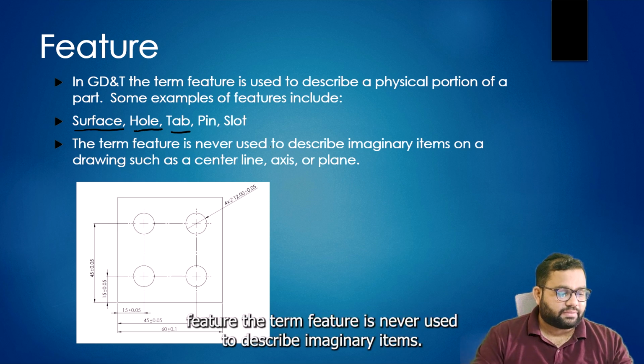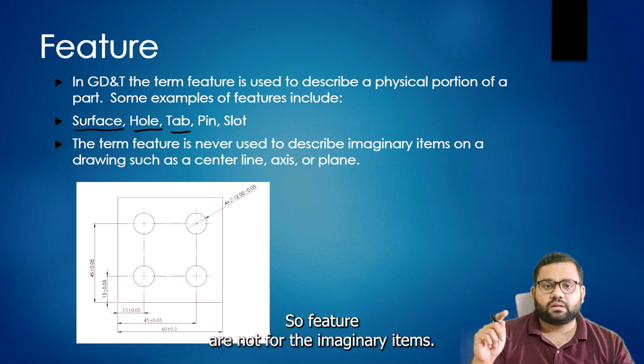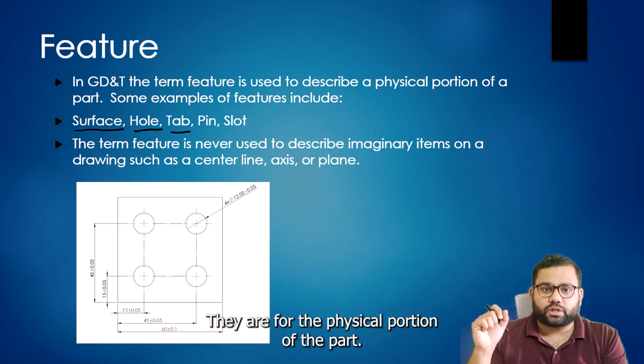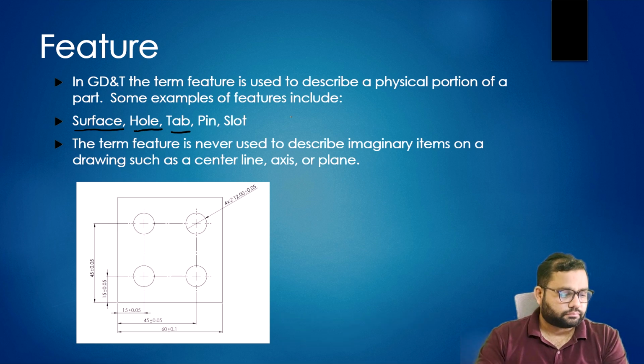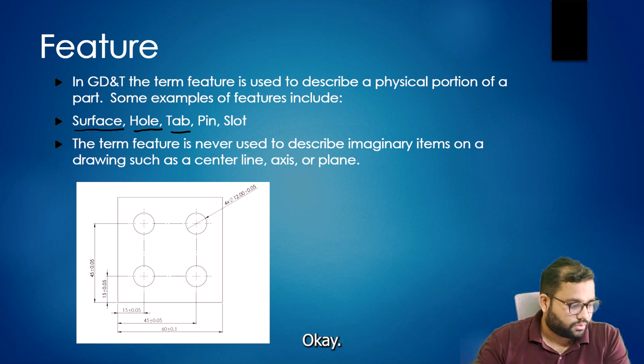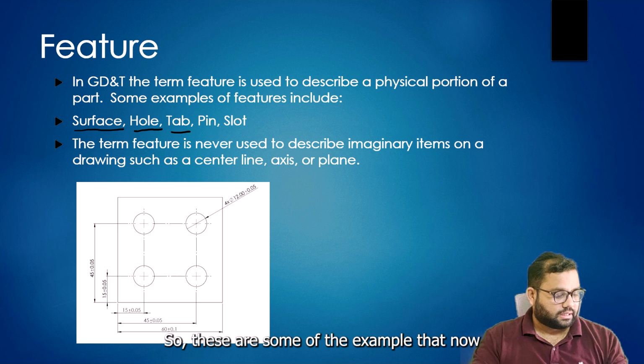The term feature is never used to describe imaginary items. Features are not for imaginary items; they are for the physical portion of the part. Center lines, axes and planes are not features. These are some of the examples.